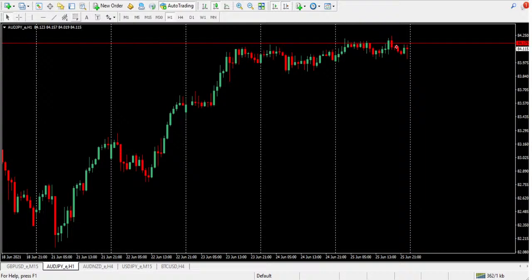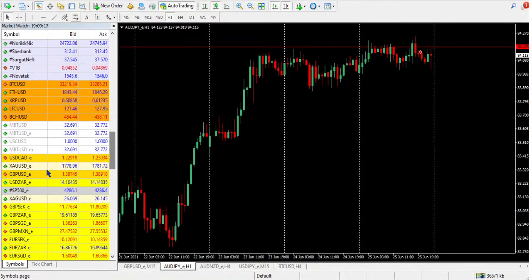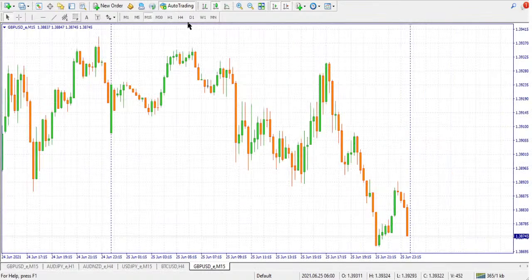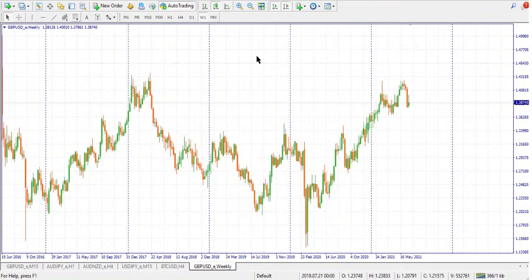Today is the 28th. This is the first day of the week. So I want us to start our analysis with the British pound. We have it here, GBP USD. I want us to look at it from the weekly point of view, and then we see exactly what we expect to be happening during this week, and also possibly during the coming week.